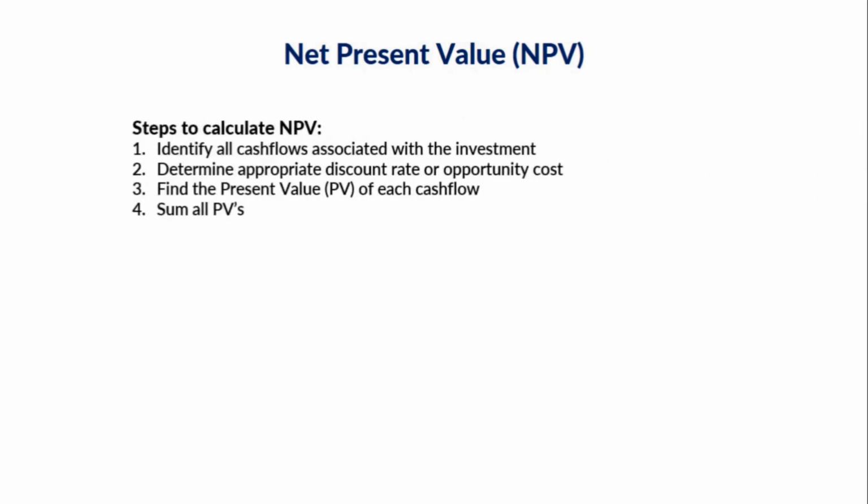Now, the steps to calculate NPV are: first, we have to identify all the cash flows associated with the investment. Determine the appropriate discount rate or opportunity cost. Next, we have to find the present value of each cash flow and then simply sum all the present values. Now, when I talk about each cash flow, a cash flow can be negative as well as positive. A negative cash flow is cash outflow and a positive cash flow is cash inflow. So summing all together, we arrive at the net present value.